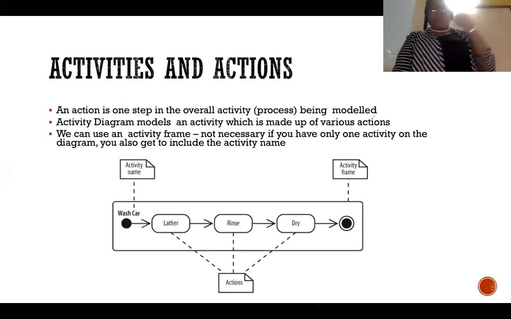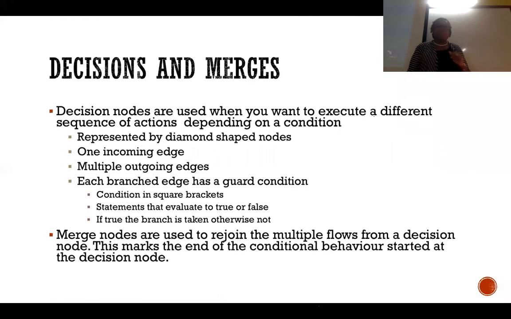Yeah. All right, let's continue. So we spoke about decisions and merges. Decision nodes are when you want to... Somebody has a question? Somebody online trying to say something? Right. Decision nodes are used when you want to execute a different sequence of actions depending on a particular condition, which we saw. We saw how it's represented.